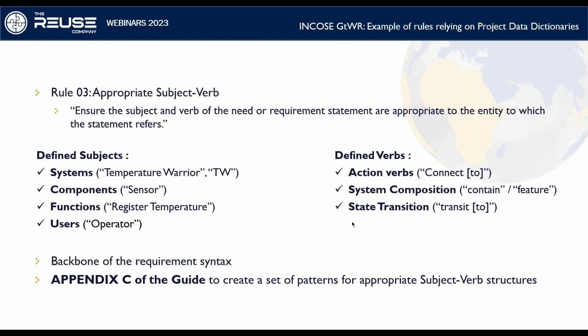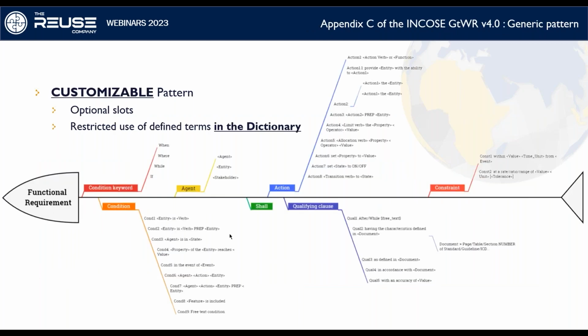So we can use interoperability algorithms to generate models from model relationships from the text using a proper structure. So that's also important for that. And Appendix C of the INCOSE Guide to Writing Requirements also presents a set of patterns for appropriate structures. And we'll see an example here.